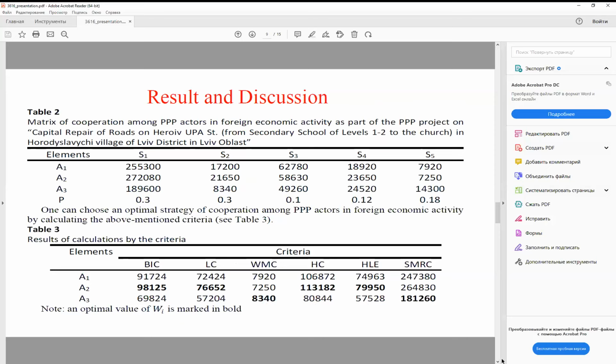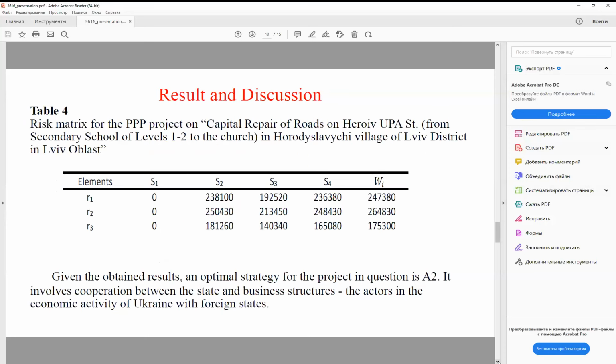This article follows the recommended order to assess the prospects of cooperation among PPP actors in foreign economic activity as part of the implementation of a public-private partnership project on capital repair of routes of heroes who passed it, from secondary school of level 1 to 2 to the church in Hordoslavity village of Lviv district in Lviv Oblast, involving the village council of Lviv district in Lviv Oblast and Onur Construction International LLC under agreement number T18-21 as of November 30, 2021.